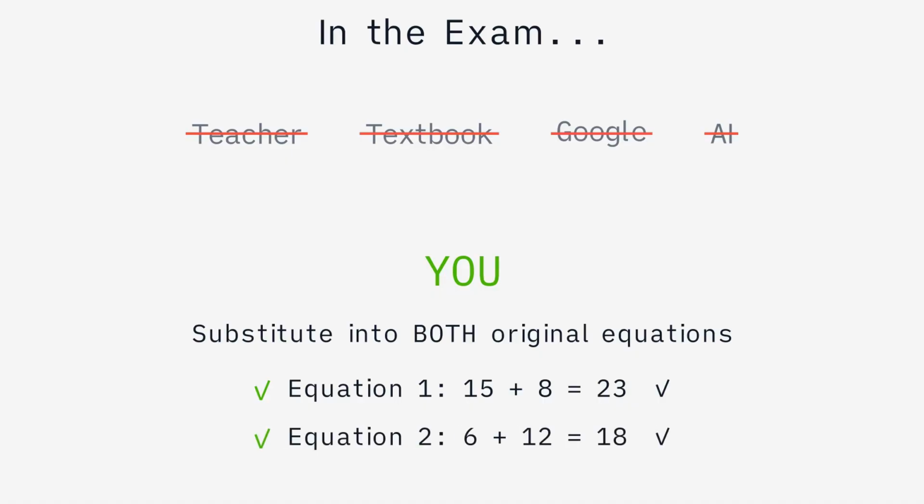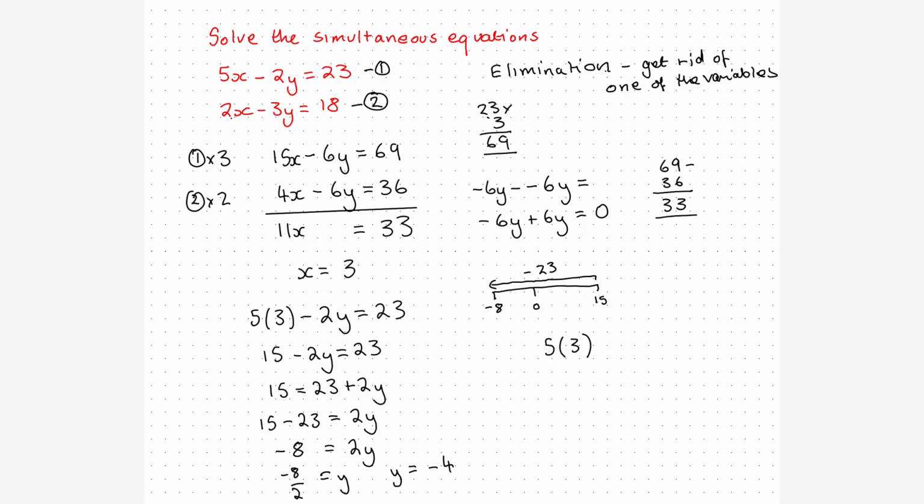So let's start again with 1. So we've got 5 times 3 minus 2 times minus 4. And hopefully that should equal 23. Let's see. We get 15. And we have minus 2 times minus 4, which makes plus 8. And that does equal 23. So first check, correct.